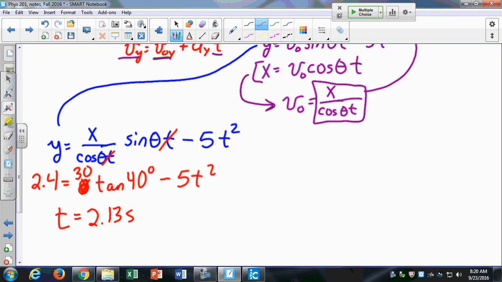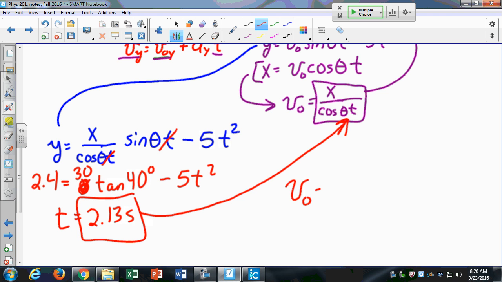Now that I know t, it becomes fairly trivial. I can just take this. I already have an expression for v naught, and I plug it in there. And so I say v naught equals 30 divided by cosine of 40 times my t, which is 2.13 seconds. And that works out to be 18 meters per second.